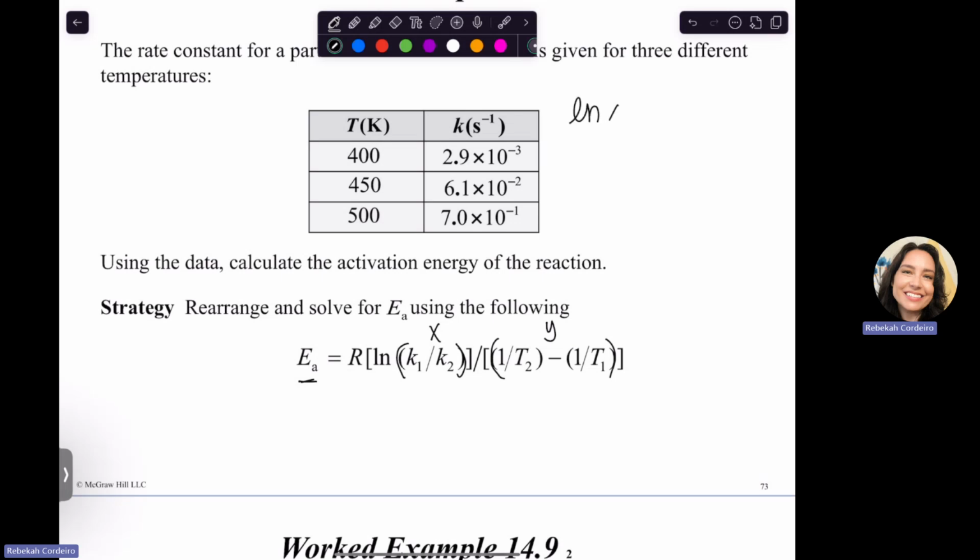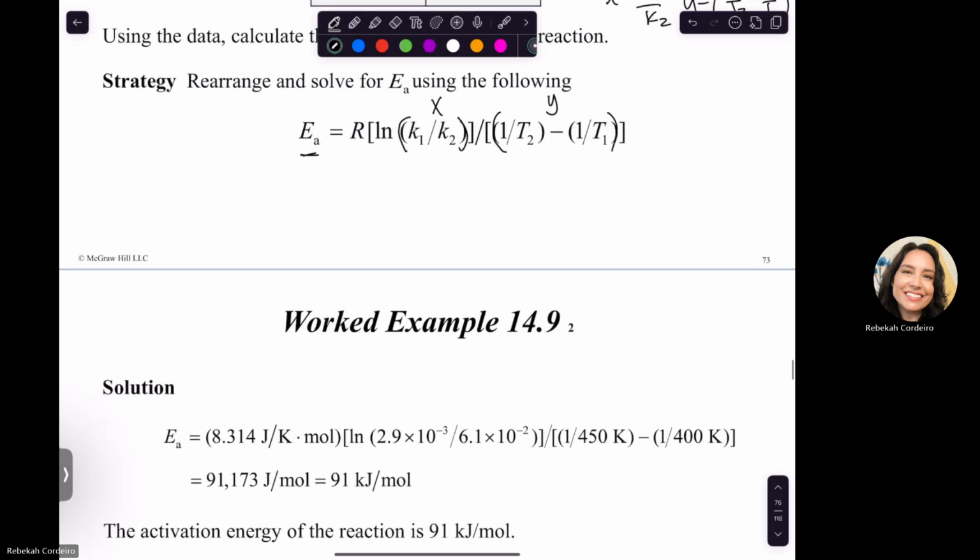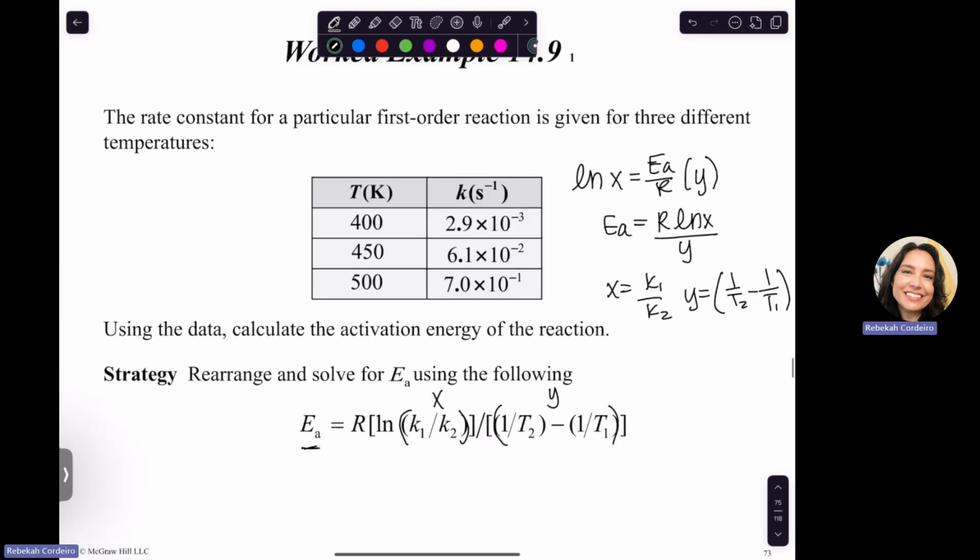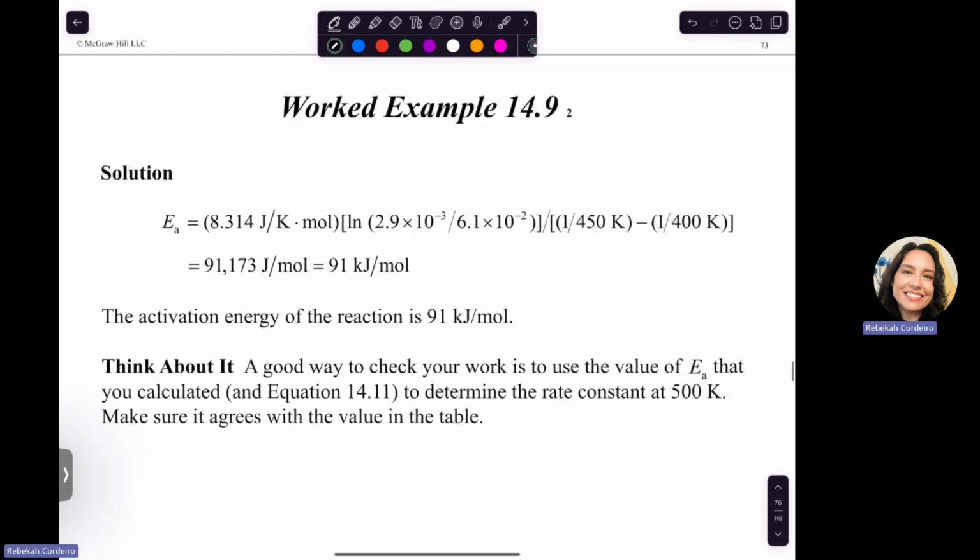So if I have ln of X is equal to EA over R times Y, it's a lot easier to solve for EA. EA would be R times the ln of X over Y. And then you can plug in X is equal to K1 over K2 and Y is equal to 1 over T2 minus 1 over T1. I think that's just an easy way to rearrange things without getting too bogged down in the K's and the T's. If you haven't tried it yet, try it now with that rearrangement and plug in your numbers. You should get 91,000 joules per mole, or 91 kilojoules per mole.